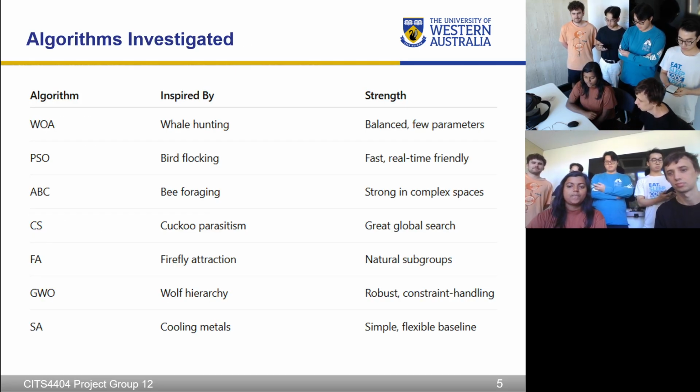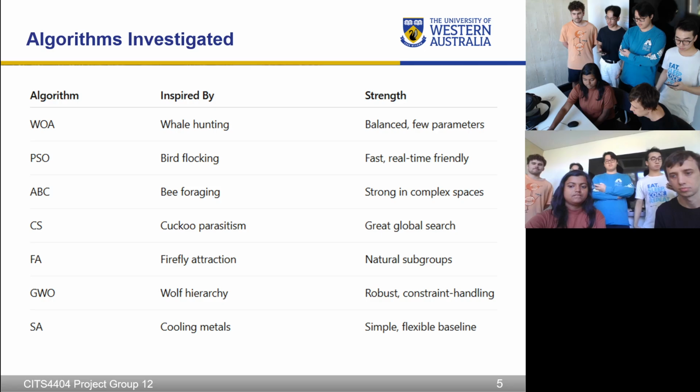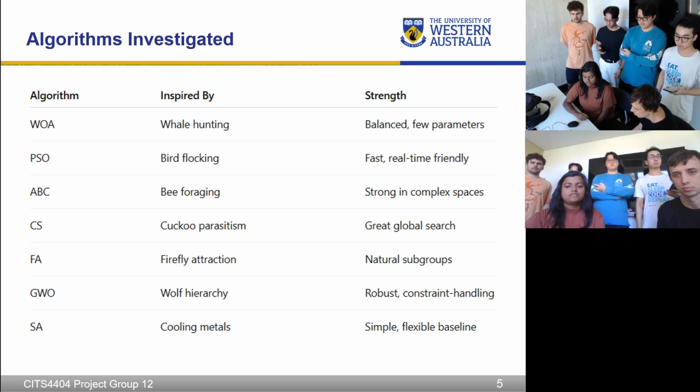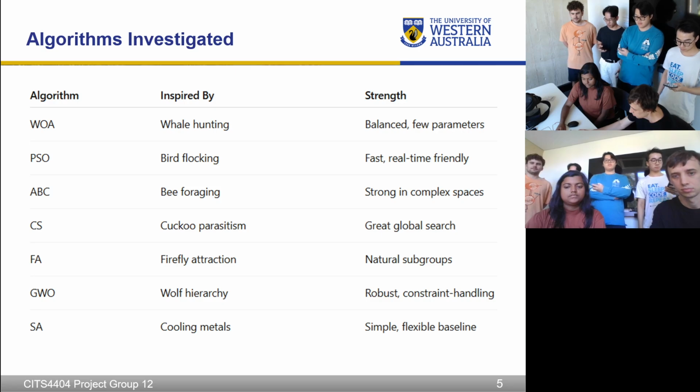We explored nature-inspired population-based optimizers and one single-state method, simulated annealing. Each is inspired by a natural phenomenon and has distinct strengths. For example, particle swarm optimization is fast and suited to real-time tasks, while cuckoo search is great at global exploration. Simulated annealing acts as a simple baseline, helping us compare the benefits of more complex optimization algorithms. You can see the main ideas and strengths summarized here in this slide. Next, we'll show you how we built the bot itself.